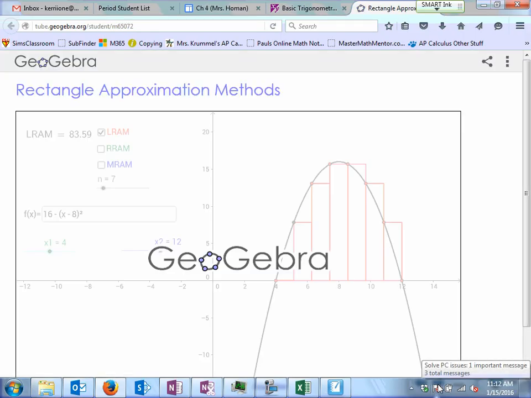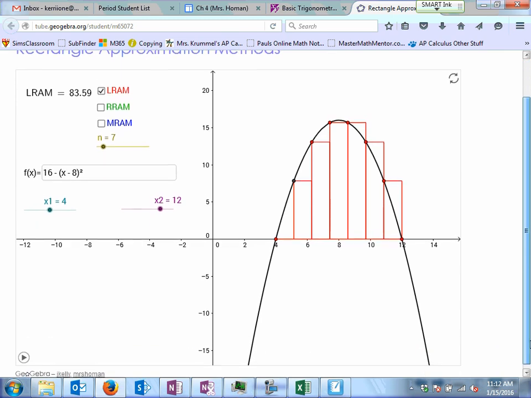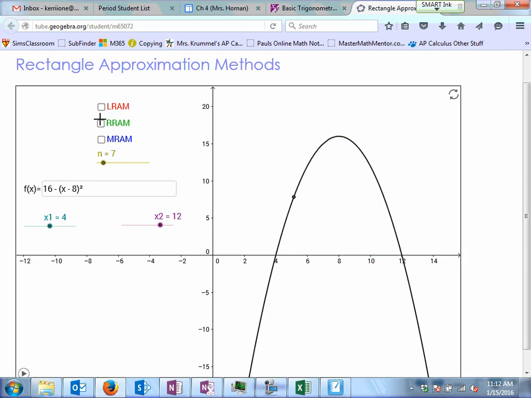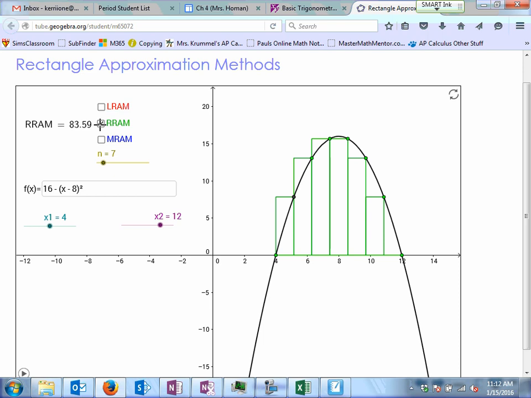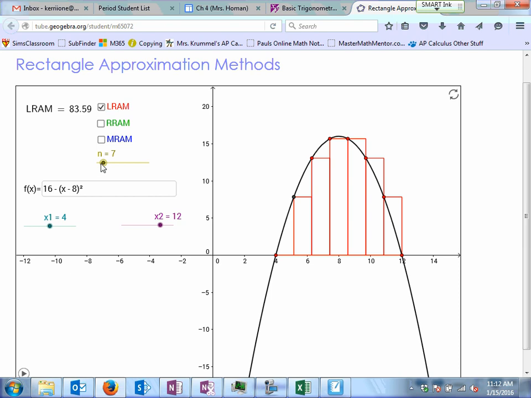Now, I want to show you this cool demonstration. Okay, so here we go. Here is what it looks like for right-hand rectangles, and these are left-hand rectangles. These are right-hand rectangles. These are midpoint rectangles. Okay, now I'm going to go back to this left-hand one.